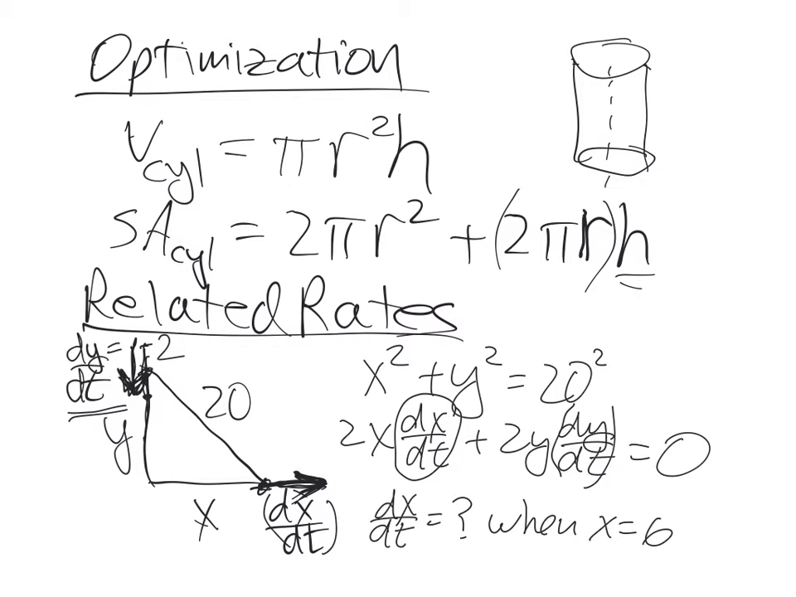Well, we'd be able to plug 6 in for x. We have the -2 for dy by dt. What about y? You can just plug it into the Pythagorean theorem. Okay, go back to this. When x is 6, we'd be able to find y. Y is not going to be a real nice number here, but hopefully the numbers will work a little better. But you'd be able to calculate what y is based on the Pythagorean theorem.